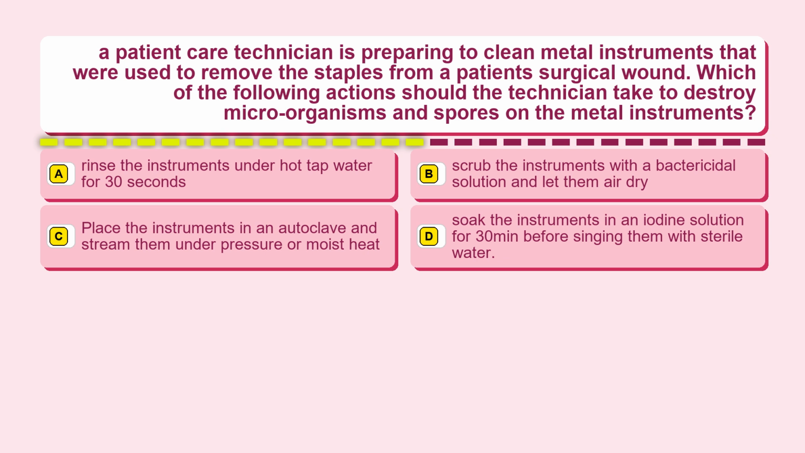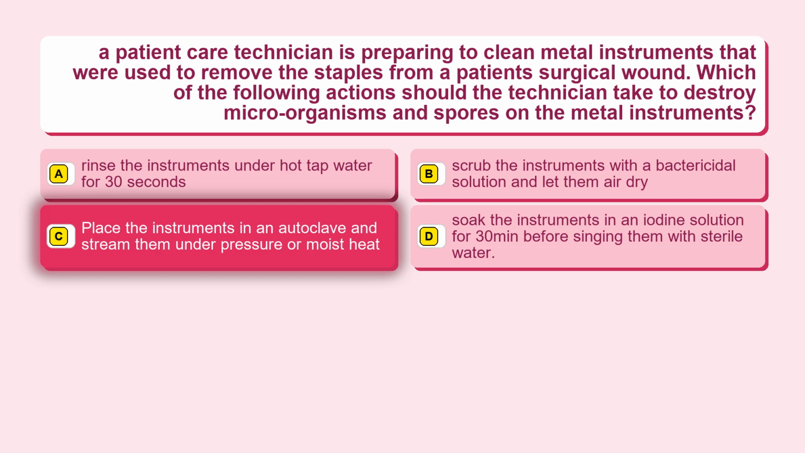Option A, rinse the instruments under hot tap water for 30 seconds. Option B, scrub the instruments with a bactericidal solution and let them air dry. Option C, place the instruments in an autoclave and steam them under pressure or moist heat. Option D, soak the instruments in an iodine solution for 30 minutes before rinsing them with sterile water.